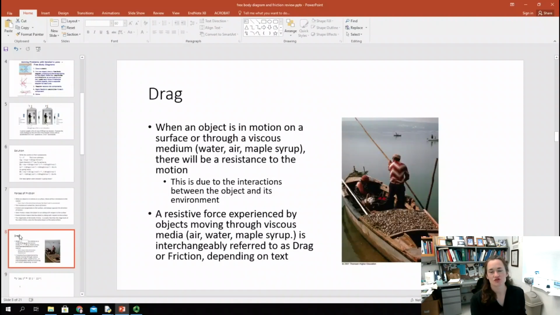Now sometimes drag will also be referred to interchangeably as a force of friction, but to be clear, drag is considered slightly differently. That's when you have an object in motion through a viscous medium like air or water or maple syrup, okay? And that's due to the drag of the medium on that object through it, okay? So, yeah, some texts will refer to it as a type of friction, and some texts will differentiate and call it drag and be specific about that.